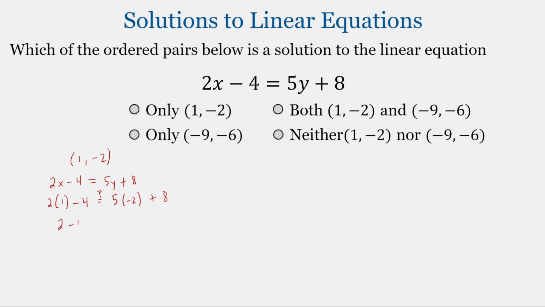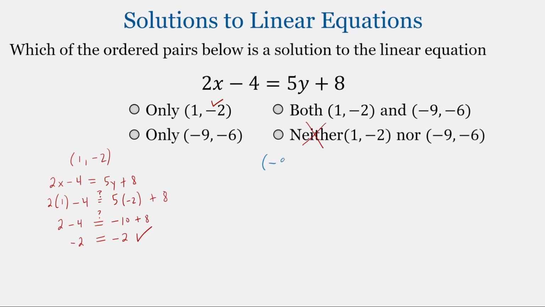We get 2 minus 4. And then we have negative 10 plus 8, resulting in negative 2 on the left, negative 2 on the right. Those are equal. So this ordered pair is a solution to this linear equation. That means we can eliminate the neither option.